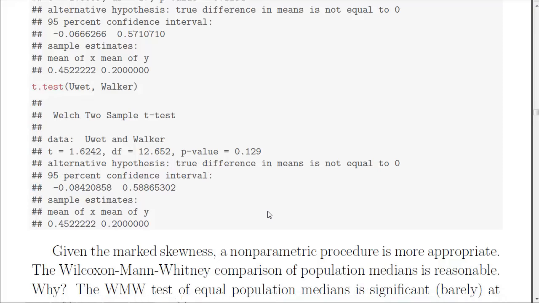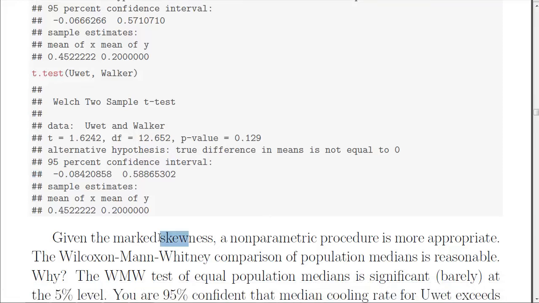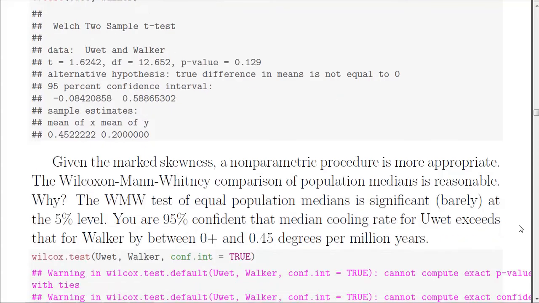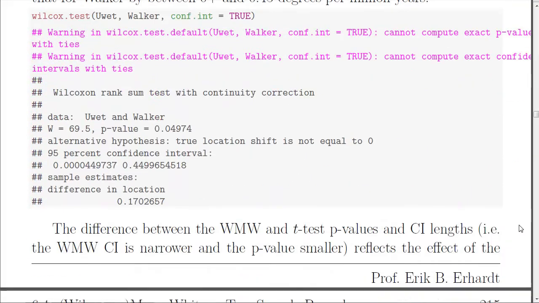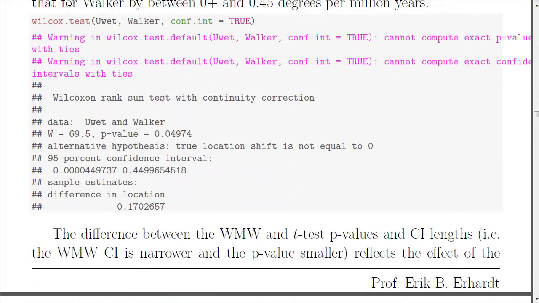But given that non-symmetric distribution, let's take a look at what the Wilcoxon-Mann-Whitney two-sample non-parametric method gives. Here we're asking whether the medians of these two distributions are equal or not. We have a p-value of 0.049. So it's less than 0.05. It's about as close to 0.05 as you'll ever see, and a confidence interval that goes basically from 0 up to 0.45.